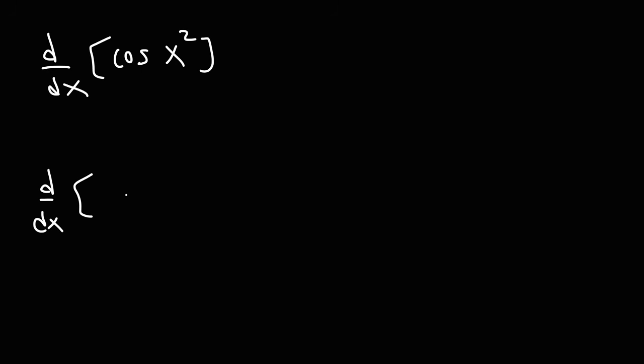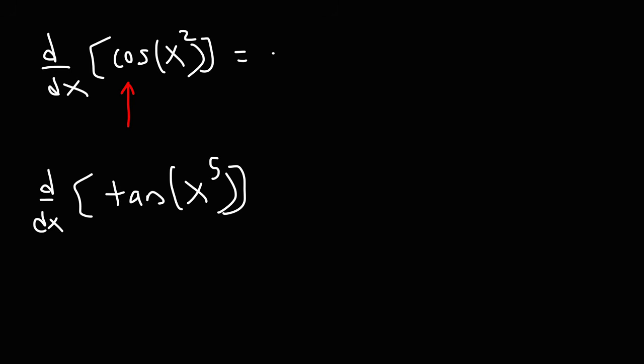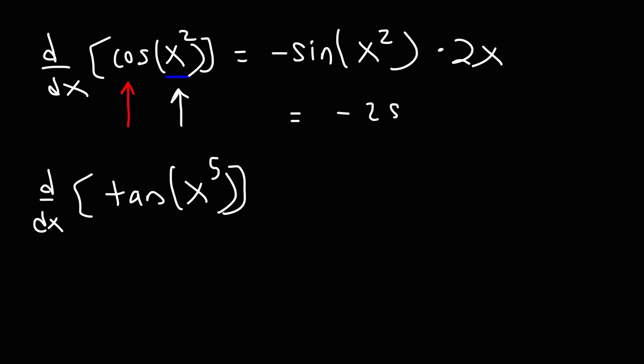So now let's move on to some other examples. The derivative of cosine x squared, try that one, and also try the derivative of tangent x to the fifth power. So first we're going to find the derivative of cosine. The derivative of cosine is negative sine. And we're going to keep the angle the same. So the angle is x squared. Next we're going to find the derivative of x squared, which is 2x. So the final answer is negative 2x sine x squared.